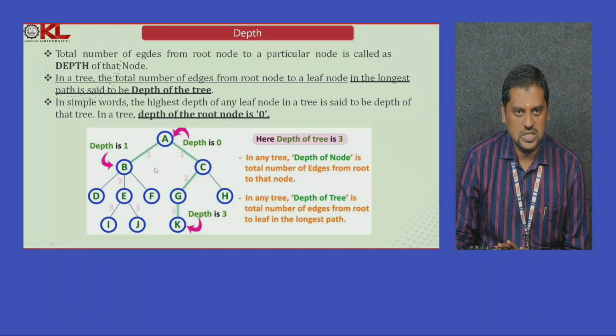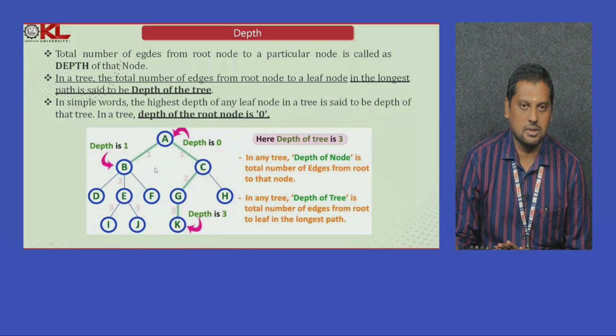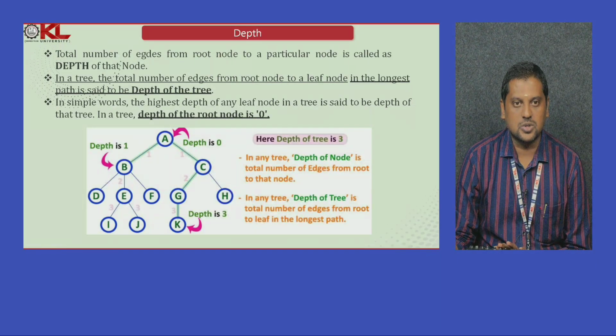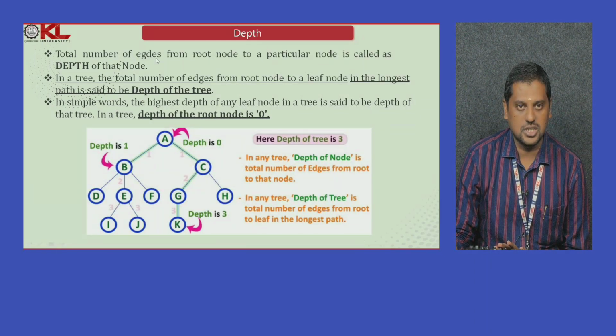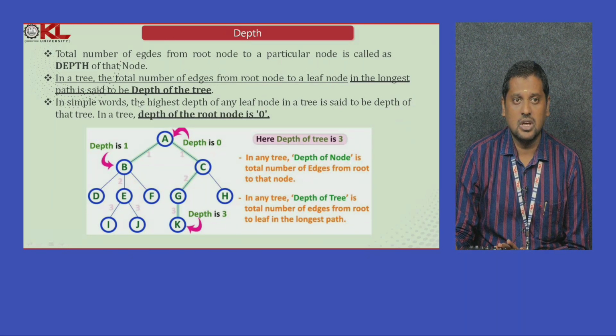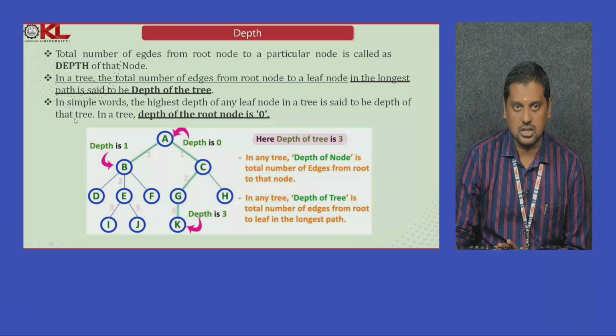The next terminology is depth. If you want to calculate the depth, it is opposite to the height of a node. So we need to calculate the depth of a particular node from the root node here. That is, the total number of edges from the root node to a particular node is called the depth of that particular node. In a tree, the total number of edges from the root node to a leaf node in the longest path is said to be the depth of that particular tree. In other words, the highest depth of any leaf node in a tree is said to be the depth of that particular tree. So the depth of the root node is 0.